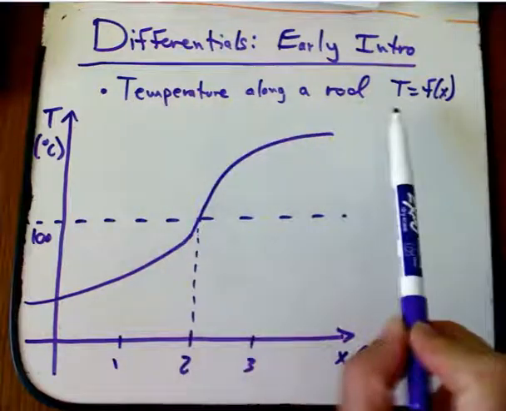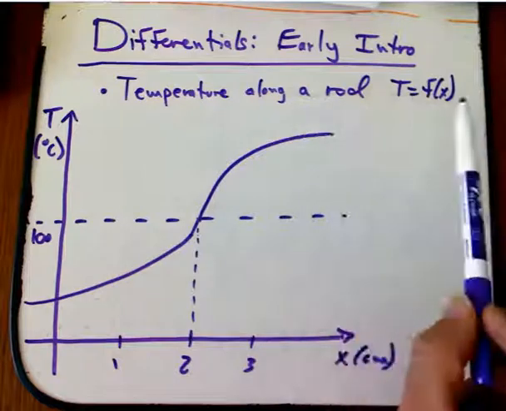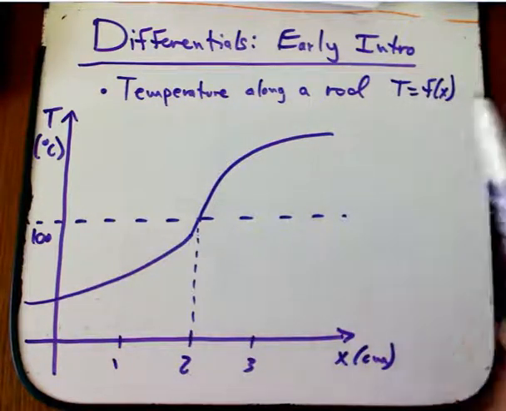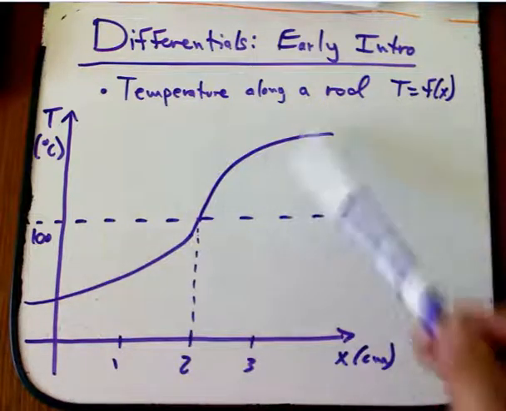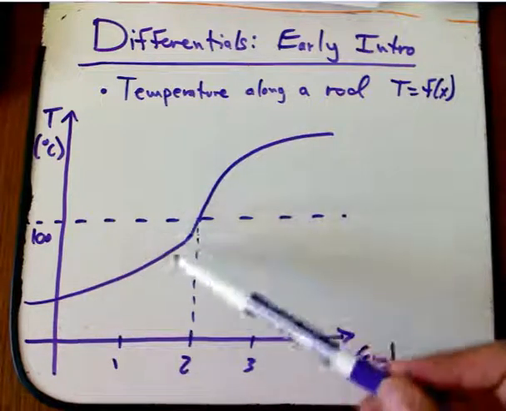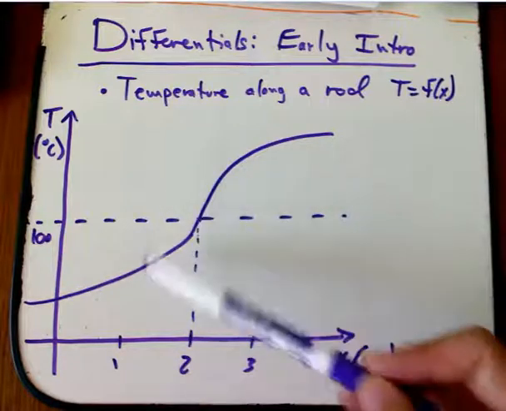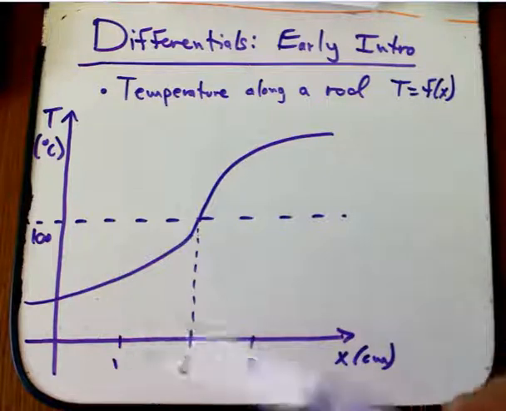It's essentially a one-dimensional object, just a thin rod, and we're measuring the temperature along it. T is the temperature as a function of x, the position along the rod. And we discover it has a graph something like this. So the rod's hotter over here on the right, it's cooler on the left, and the temperature is particularly sensitive to position. It changes fastest with respect to position right around x equals 2.